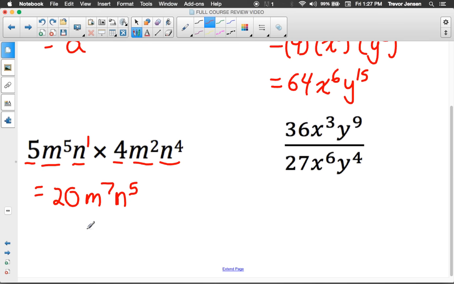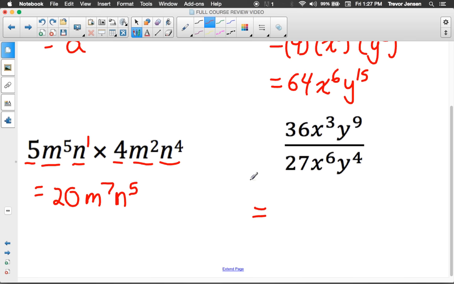And that is fully simplified there. That question is done. Let's look at a quotient of powers here. Same thing, start with the coefficients. Start with your 36 divided by 27 and divide 36 by 27 exactly as you always would. But we don't want a decimal answer, we just want to reduce it, right?